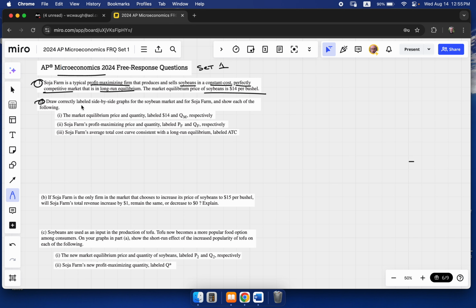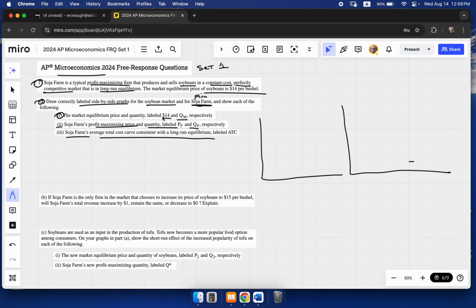They want us to draw a side-by-side graph for the soybean market and the firm, and show each of the following. The price and quantity, 14 and QM, and the profit maximizing price and quantity, PF and QF, for Soja or the firm, and the firm's ATC, what it looks like in long run equilibrium. So this is all pretty standard for just about any perfect comp question. So price and quantity, we'll fill those in first.